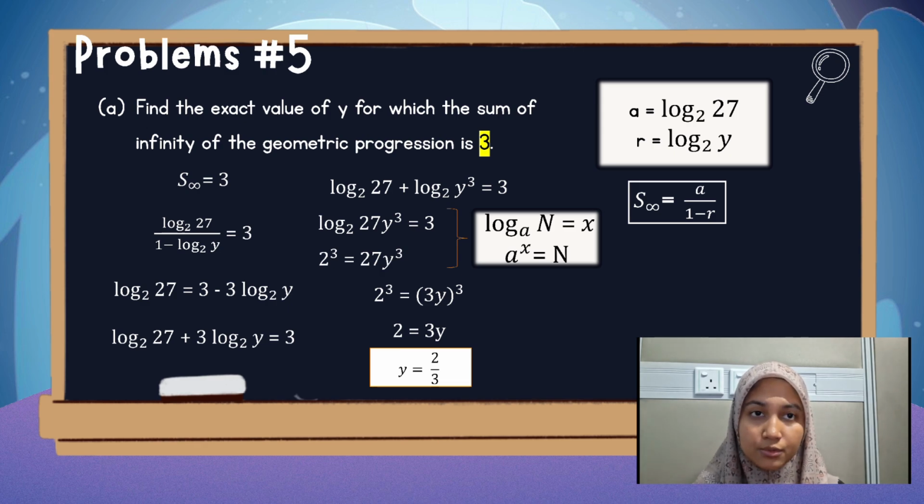So 3 log base 2 of y, we can simplify it more using the law of logarithms into log base 2 of y cubed. So log base 2 of 27 plus log base 2 of y cubed, we can combine into log base 2 of 27y cubed equals 3. So from this equation, we can turn it into exponential form, which is 2 to the power of 3 equals 27y cubed. So from 27y cubed, we can simplify it more into 3y cubed, and we can remove the cube from both sides, and we will get 2 equals 3y, and the final answer for y is y equals 2 over 3.